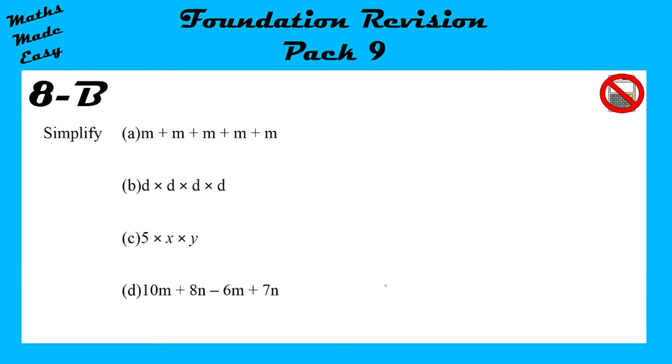Question 8b. So all of these m's added together makes 5m. All of these d's being multiplied by each other is d to the power 4. This one becomes 5xy, and then if I add up all of my m's, there are 4 of them, and my n's come to 15.